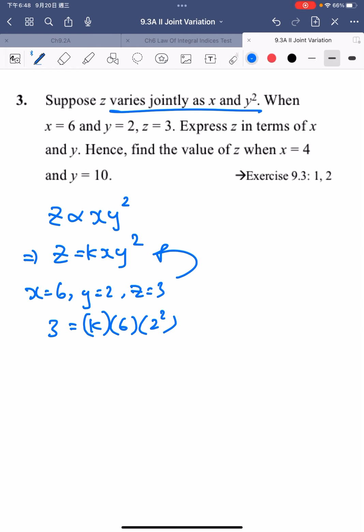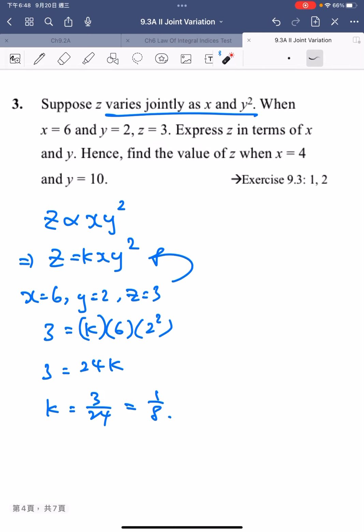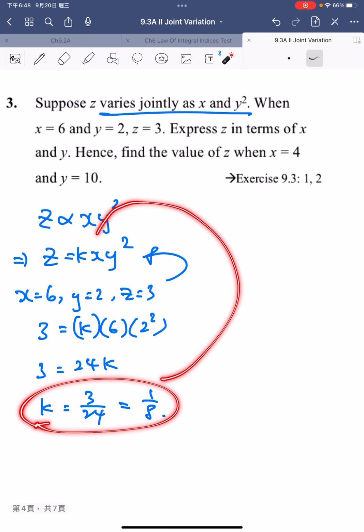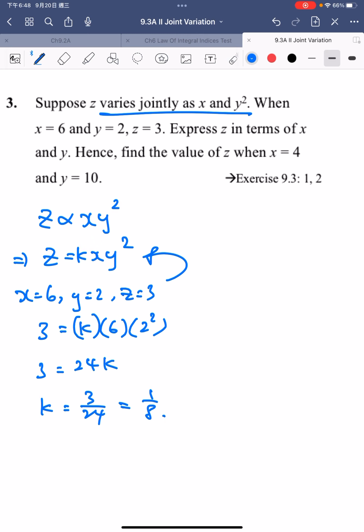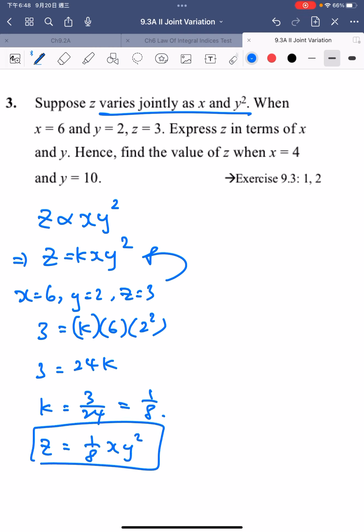Then we have only k as the only variable, so we can solve it. We have 3 is equal to 6 times 4, giving 24k, then k is equal to 3 over 24. After simplifying, you can get 1 over 8. So after you get this k, you need to substitute back into the original equation. Then we have z is equal to 1 over 8 xy squared. So that's the formula connecting x, y and z.